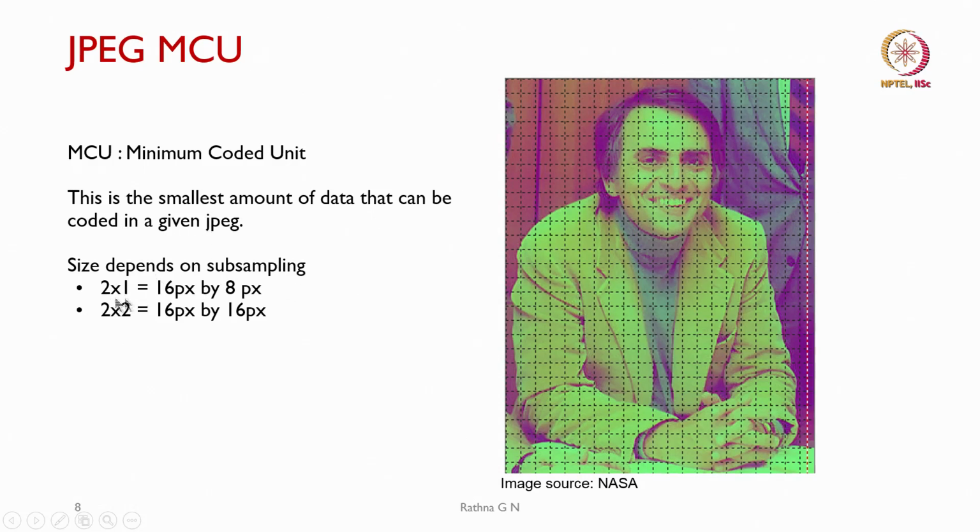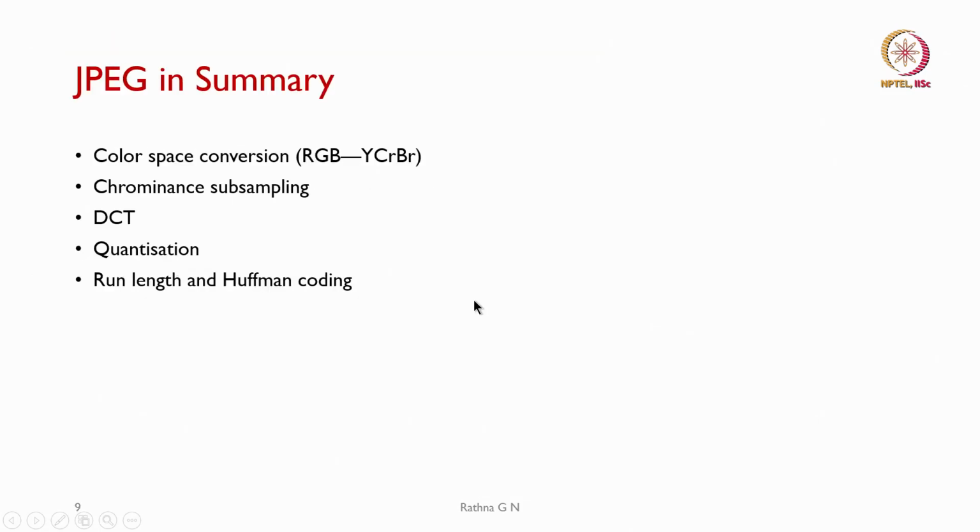If we are doing 2 by 1, then it is 16 pixels by 8 pixels that has to be stored. If we are considering 2 by 2, then it is going to be 16 pixels by 16 pixels that you will be taking. So, this is an image taken from NASA, projected to show how the subsampling can be done. Now, to give you a JPEG, the steps involved in summary.